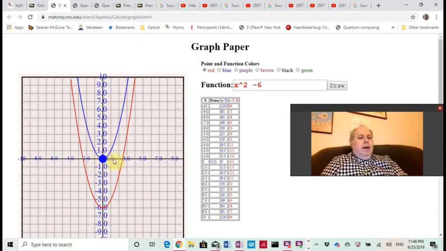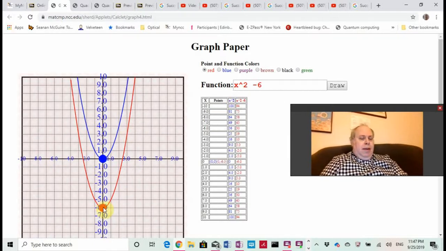Over 1, up 1, 1 is 1 squared. Over 2 up 4 is 2 squared. And it works the same way over here. Over 1 up 1, over 2 up 4, and even over 3 up 9. So this is x squared minus 6. Its turning point is at 0, minus 6.